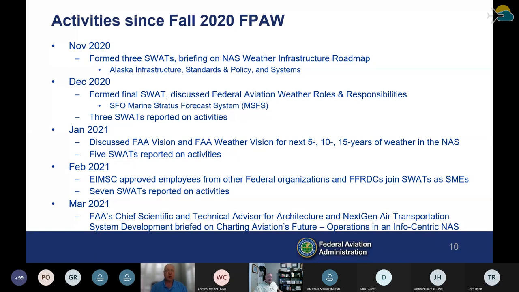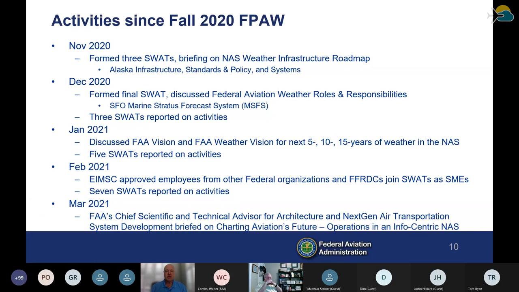By December, we formed 1 final SWAT of the 9 we have right now, and that's specific to the San Francisco Airport Marine Stratus Forecast System. And we also had a briefing on and discussed the Federal Aviation weather roles and responsibilities. 3 of the SWATs reported out on their activities, and that was the first time we had a full outbrief on SWATs.